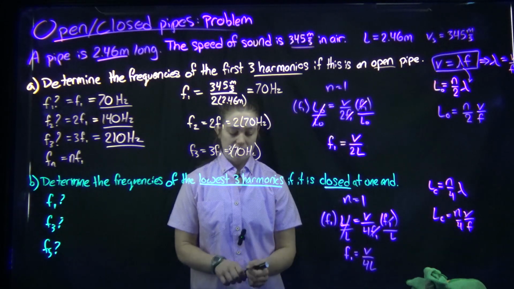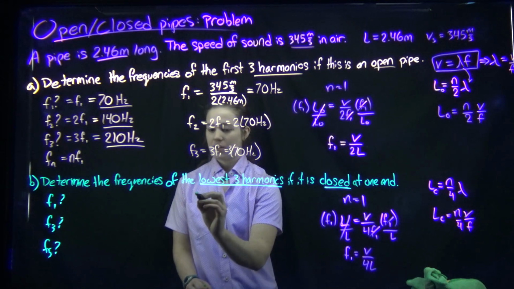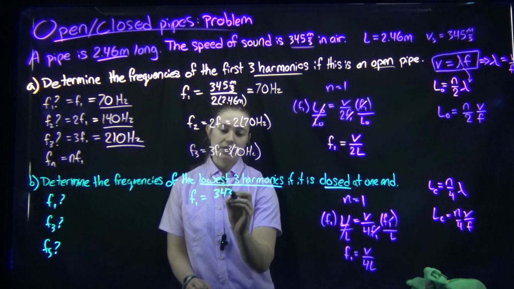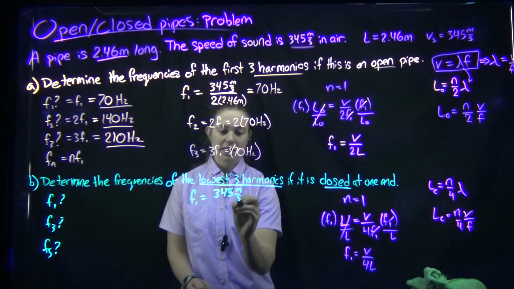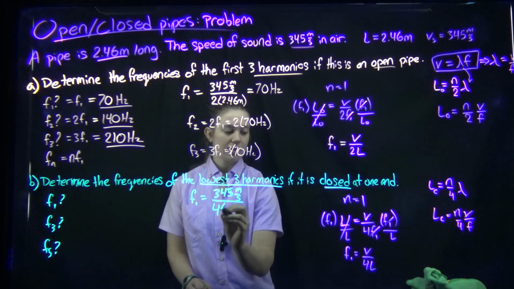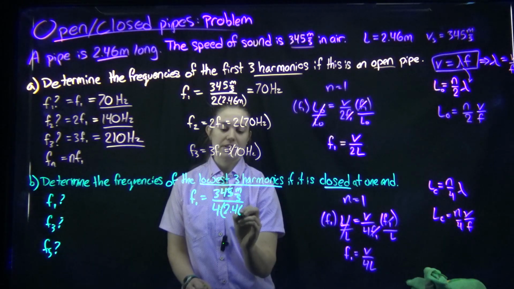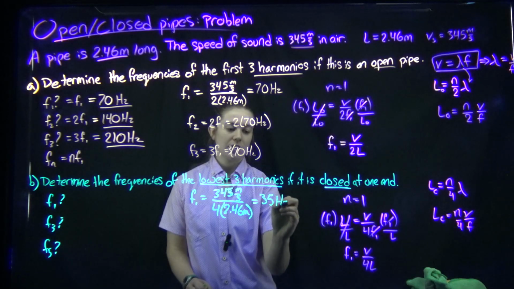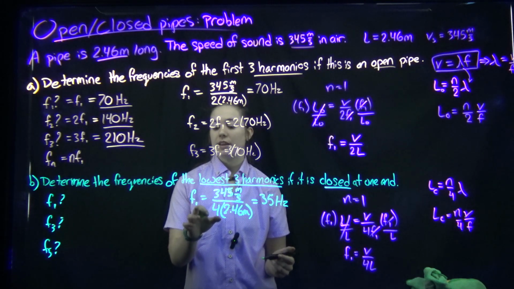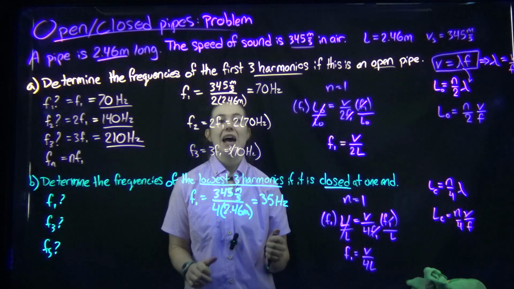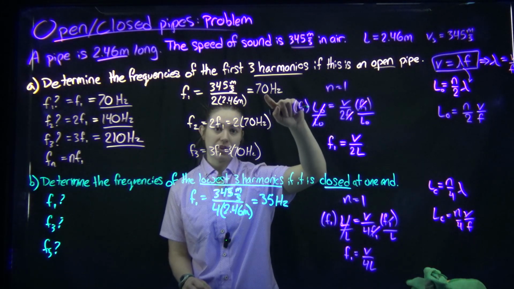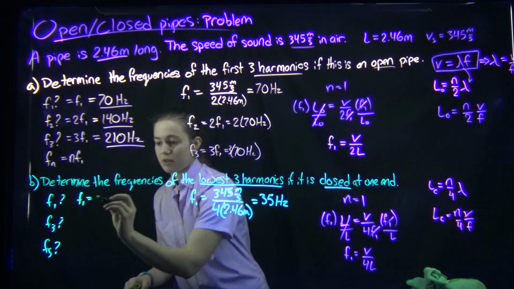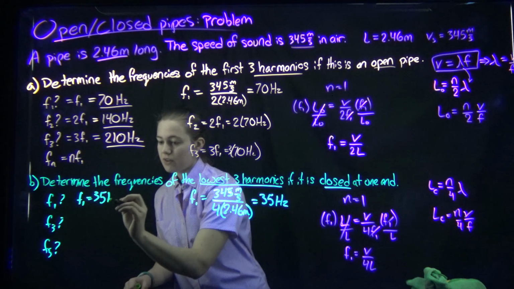So let's take that over here. So F1 is equal to 345 meters per second divided by 4 times L, that's 2.46 meters, and that's going to give us 35 hertz. Notice the fundamental frequency for a closed pipe is going to be half of what the fundamental frequency was for the same length of a pipe that's open at both ends. So F1 equals 35 hertz.